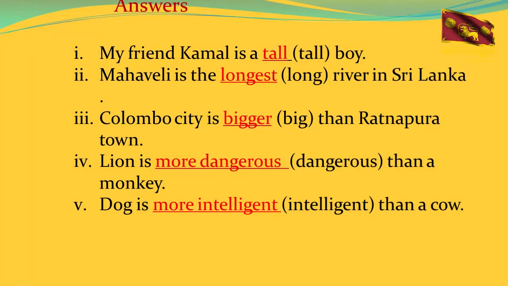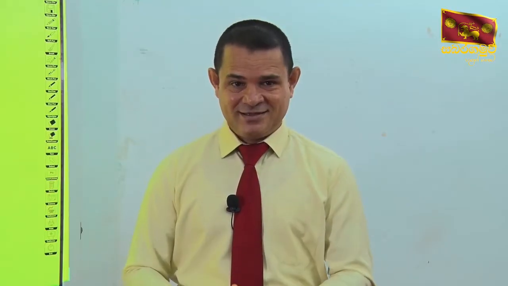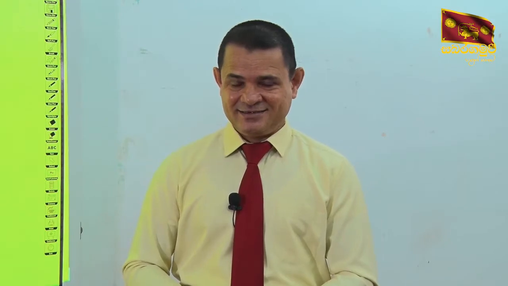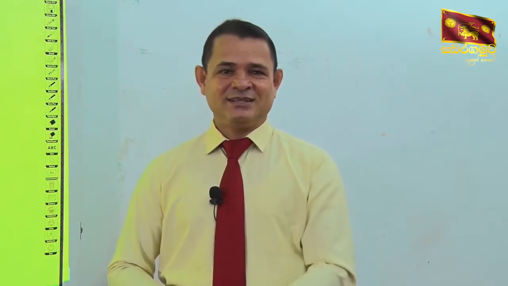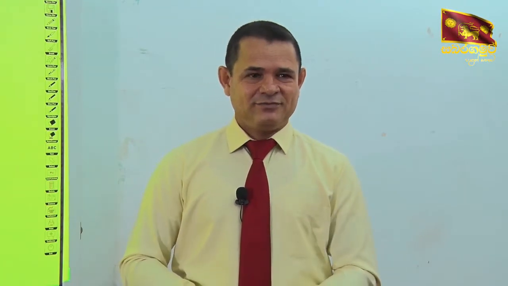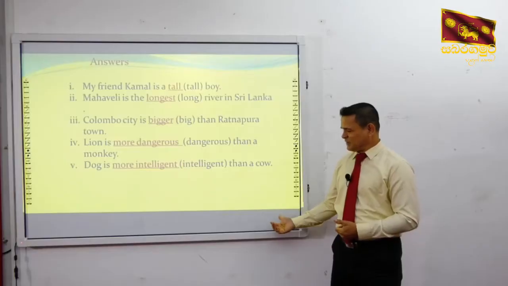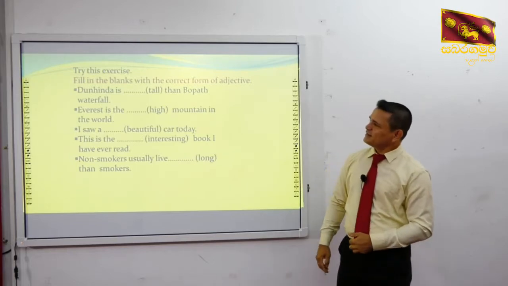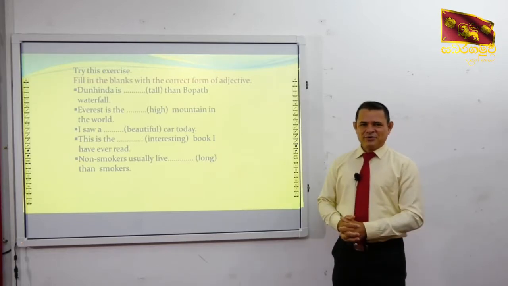And next one, dog is more intelligent than a cow. Once again comparing two things. And also the adjective is a bit longer. So then more intelligent. Fine, I hope that you all got the correct answer. So there you are getting the knowledge of this topic, adjective. Let's try one more.